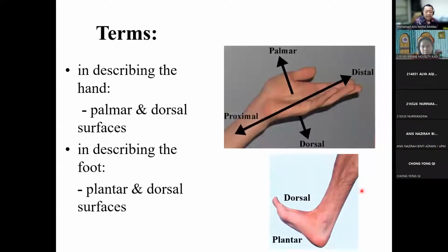As for the hand, you have the palmar surface and also the dorsal surface. Your palm here is the palmar surface, and this is your dorsal surface. And then for the foot, you have the dorsal surface and also the plantar surface. Your sole is the plantar surface.